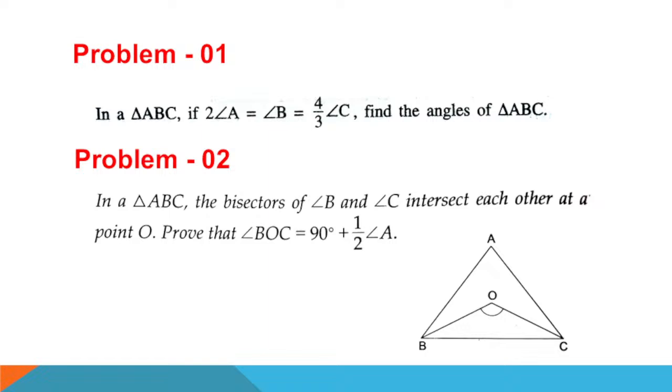Let's read. In triangle ABC, the bisectors of B and C intersect each other at the point O. First you draw. Then you have to prove angle BOC is equal to 90 plus half of angle A. Okay. First to draw. Okay, what is given? First to draw the picture.